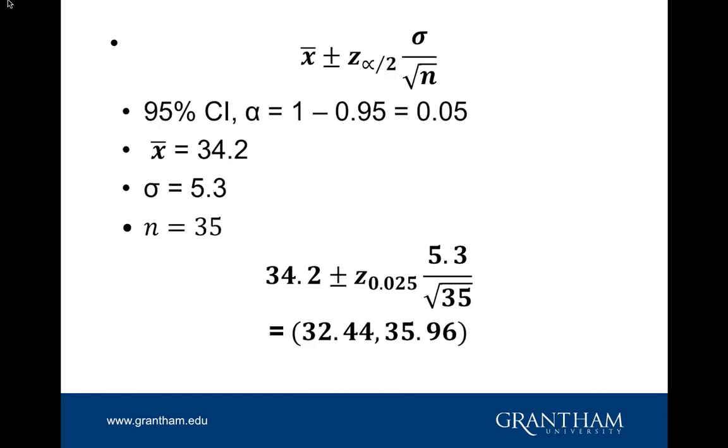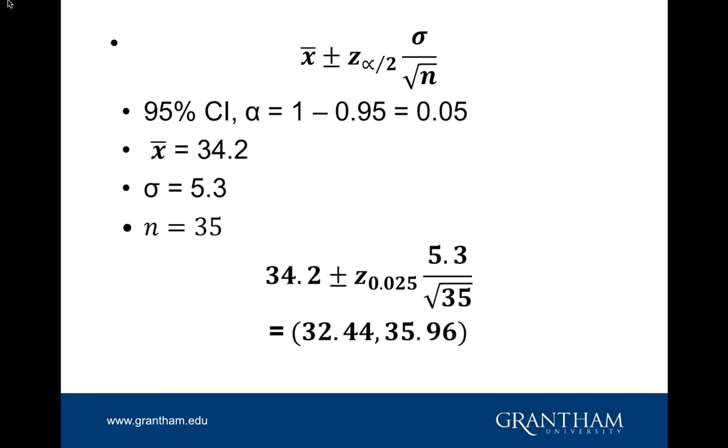Now, this range of numbers came from this formula. It's a 95% confidence interval, which implies that alpha is equal to 0.05. Remember, we said that for a confidence interval, we're computing a 1 minus alpha times 100% confidence interval. So this is where we came up with our 0.05. Our x bar from the problem was 34.2. Our standard deviation from the problem was 5.3. And our n from the problem was 35. Now, once we plug everything in to the formula, we'll come up with 32.44 and 35.96.